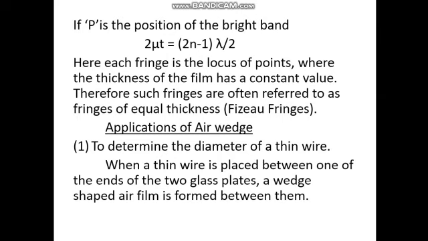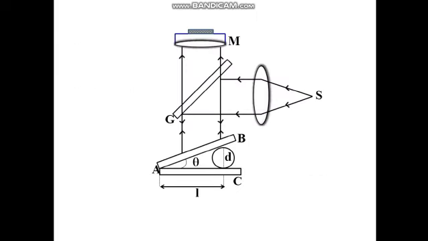The applications of the air wedge are, first, to determine the diameter of a thin wire. When a wire is placed between one of the ends of the two glass plates, a wedge-shaped air film is formed between them. Light from the monochromatic source is allowed to fall normally on the wedge. The interference pattern formed is observed by using a travelling microscope.